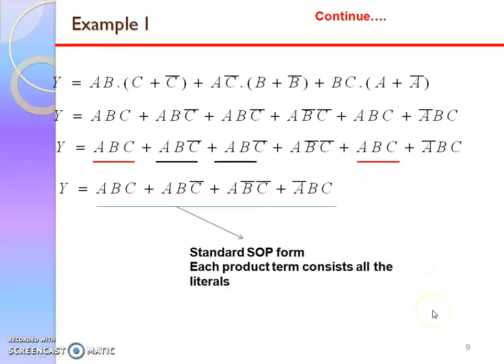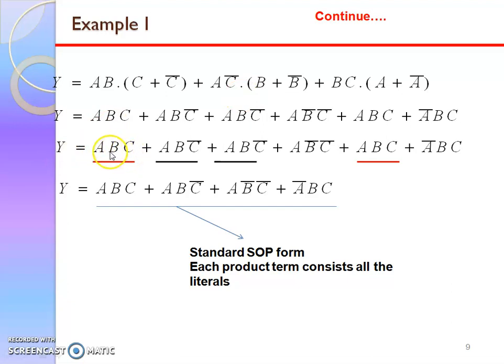Now ORing together, we solve the brackets. We get ab multiplied by c is abc, plus ab c bar, plus a c bar multiplied by b is abc bar, plus a c bar b bar is a b bar c bar, plus abc, plus bc multiplied by a bar is a bar bc. Now in this step you have to observe the common terms.